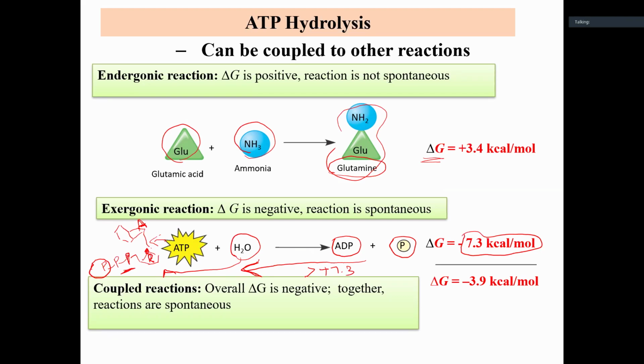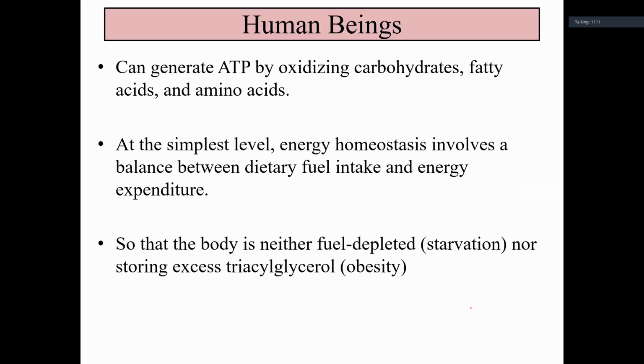But what is this combined reaction? If you combine these two, delta G is -3. So is the combined reaction exergonic or endergonic? Exergonic. Exergonic reaction. Clear? So this is how we can see this. Human beings can generate ATP. We saw it from carbohydrate, fatty acid, amino acid.